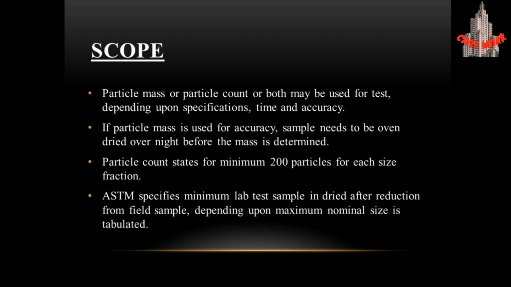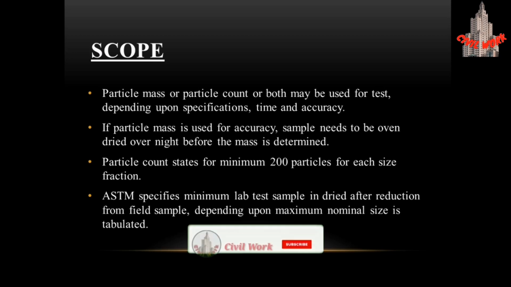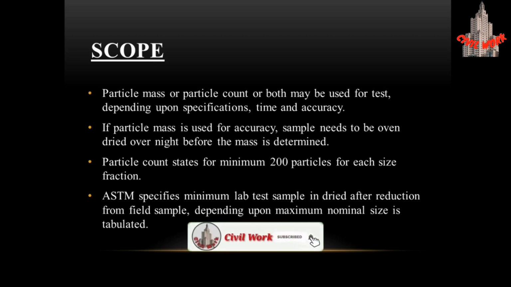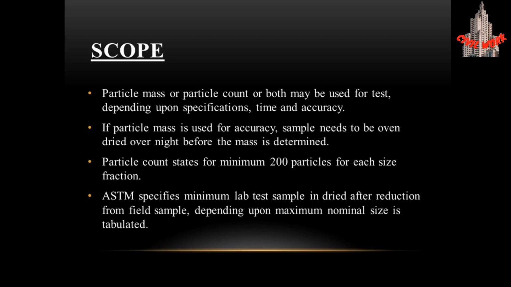Coming towards the scope of the test, the particle mass or particle count, or both, may be used for testing depending upon specifications, time and accuracy. If the particle mass is used for accuracy, the sample needs to be oven dried overnight before the mass is determined. Particle count states a minimum of 200 particles for each size fraction. The American standard specifies the minimum lab test sample, dried after reduction from the field sample, depending upon the maximum nominal size, and it is tabulated.